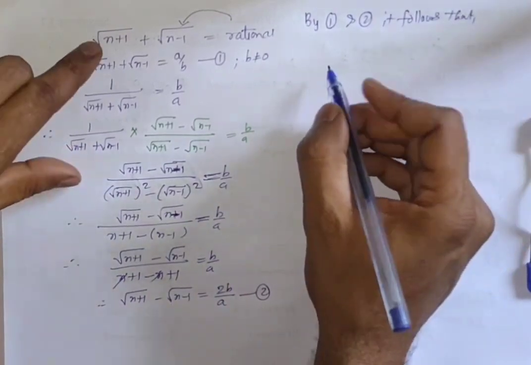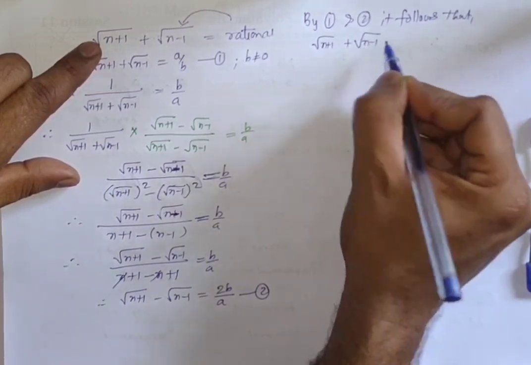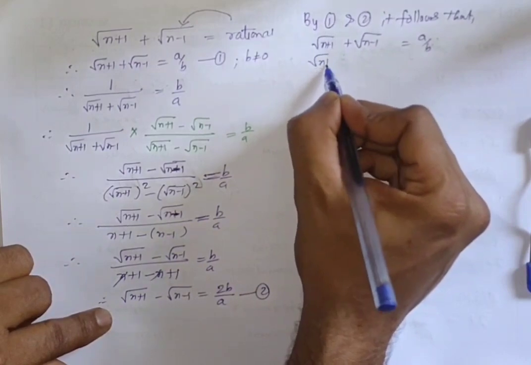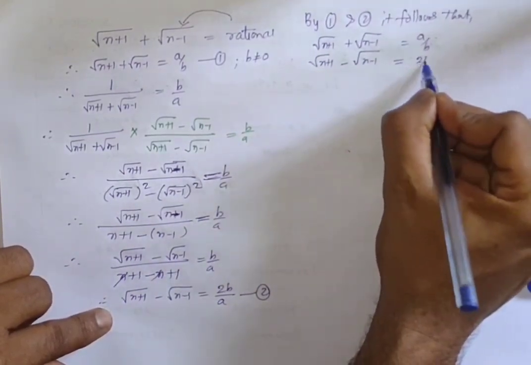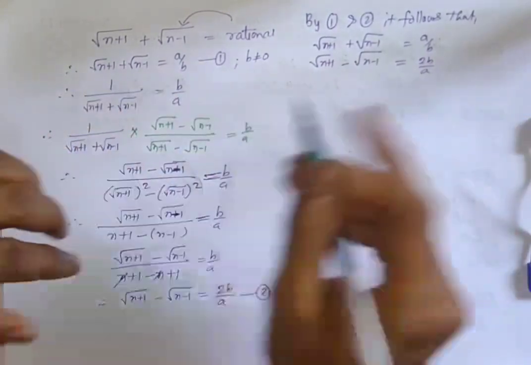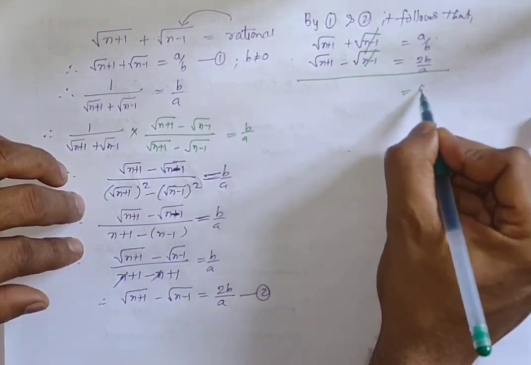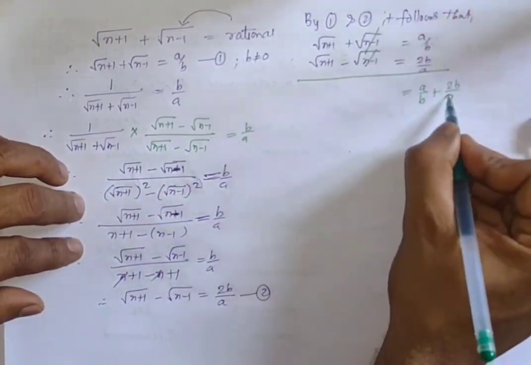It follows that root n plus 1 plus root n minus 1 is equal to a upon b, or root n plus 1 minus root n minus 1 is equal to 2b upon a. Yes, we'll go for elimination. Sum of left hand side is equal to sum of right hand side, that is a upon b plus 2b upon a.